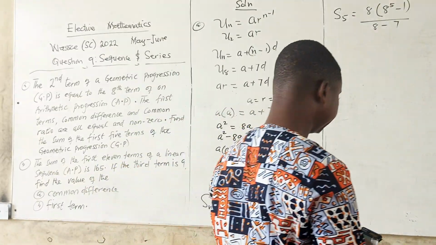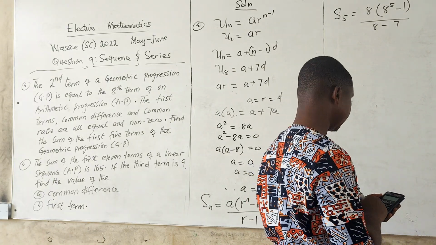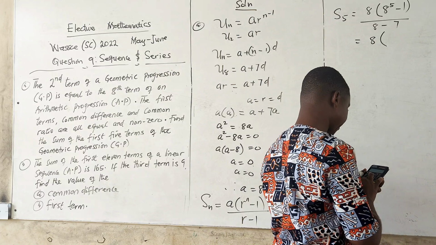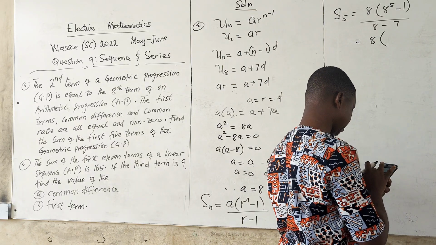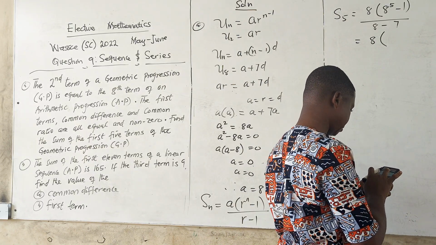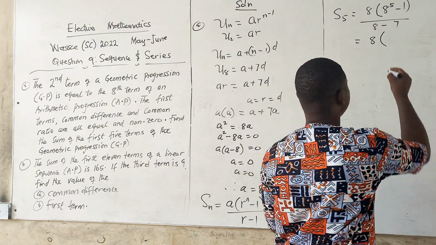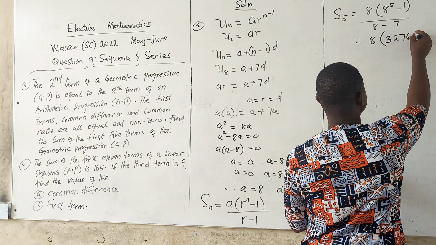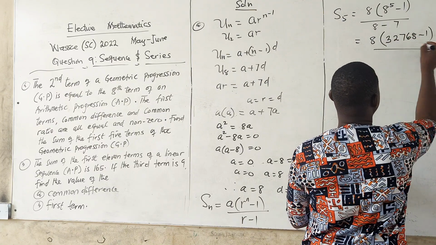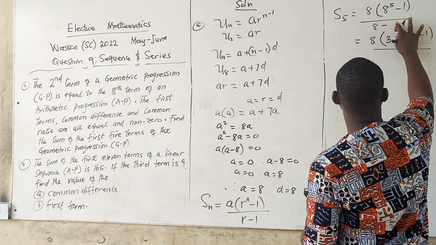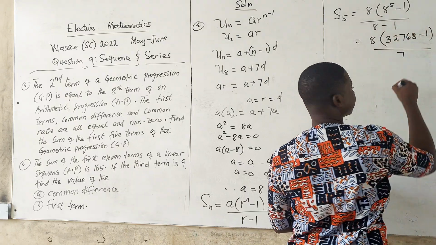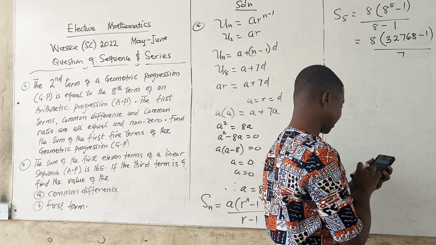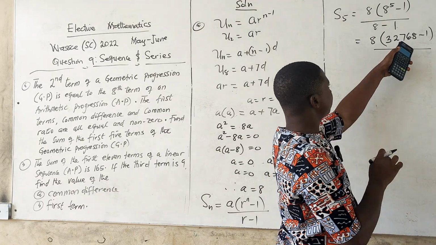So we have 8 into bracket 8 to the power 5, which is 32,768, minus 1, all over 8 minus 1, which is 7. So with this, we can have 8 into bracket this one minus 1, so 8 over 7.